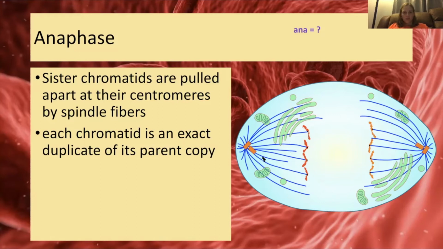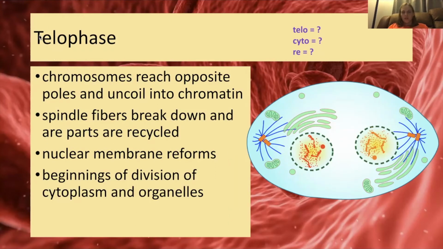Telo means distant, like telephone lets you talk to people in a distant location. So telophase is when our nuclei are going to distance themselves from one another. This is also called reverse prophase because everything that happened in prophase is now going to happen in reverse. So once our chromosomes have reached opposite ends of the cell, they're going to start to uncoil and go back into chromatin. It's like our spool of yarn is coming unwound again.